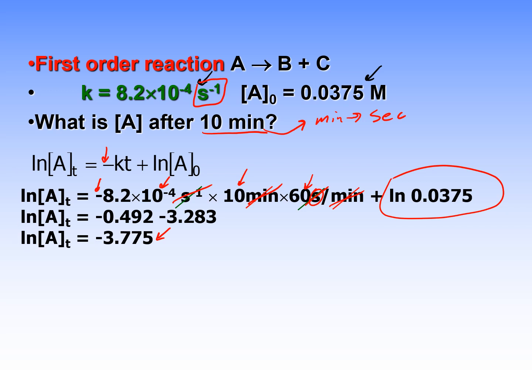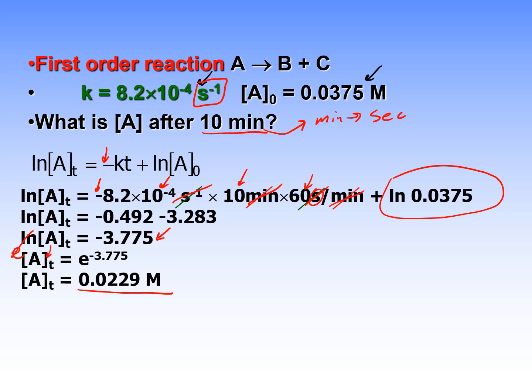So we need to know how to get rid of natural logs, and that's by taking e of both sides. If I do that, these two will cancel each other out. We'll just get A_t here, and we'll get e to the negative 3.775, which gives us our final concentration.